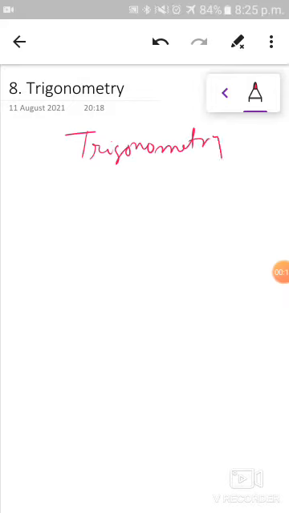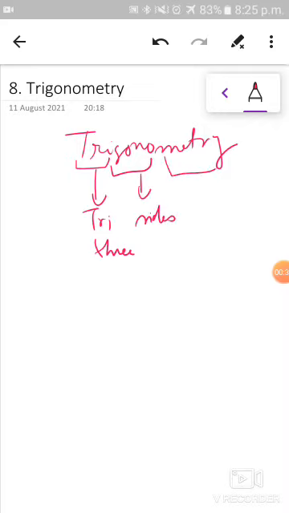Trigonometry. So trigonometry, here the first word is tri. Tri means 3. Gono means sides, and metry means measures. Metron, that means measure. Okay, so we can say trigonometry is a branch of mathematics in which we study the relationships between the sides and the angles of a triangle.